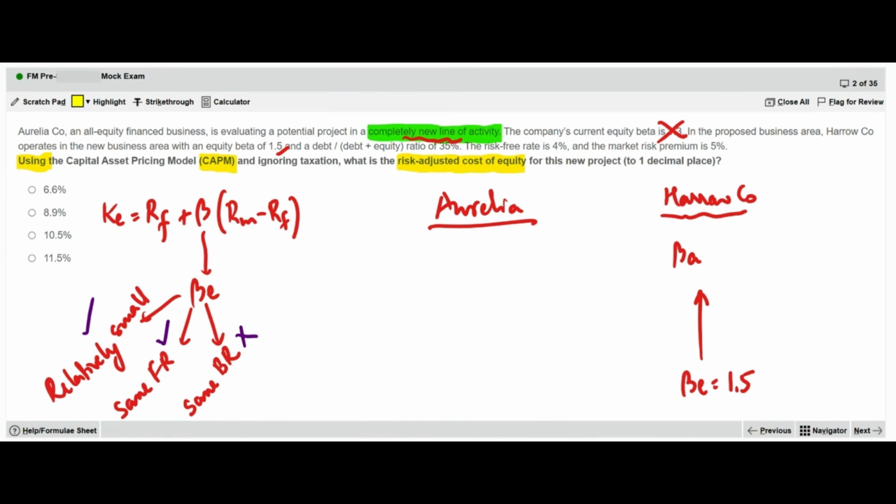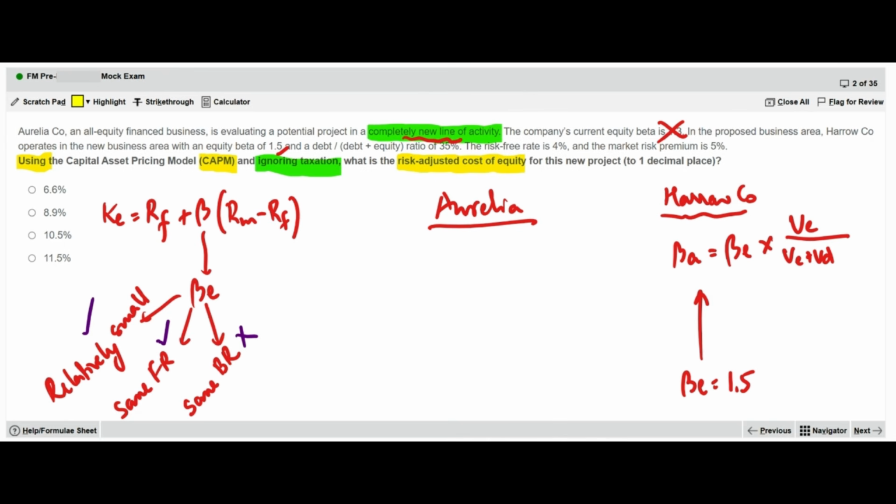Now, the beta asset is equal to beta equity into value of equity divided by value of equity plus value of debt into 1 minus tax. And here it is specified in the question to ignore tax, which means it becomes much easier. I don't require this 1 minus t.